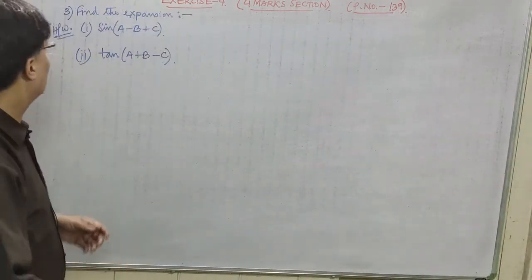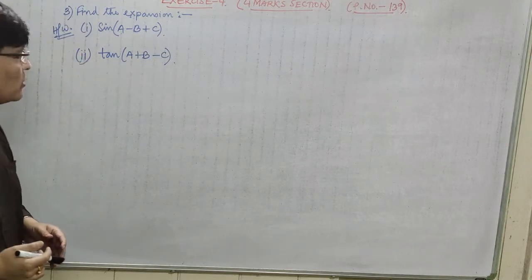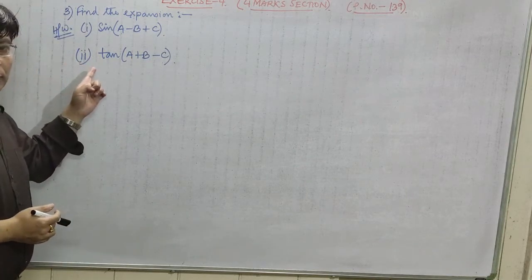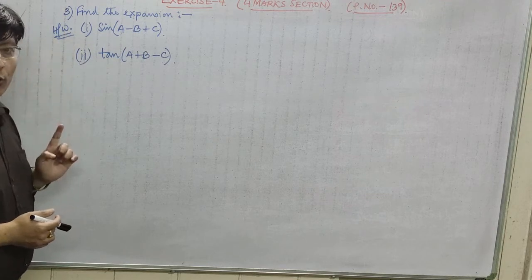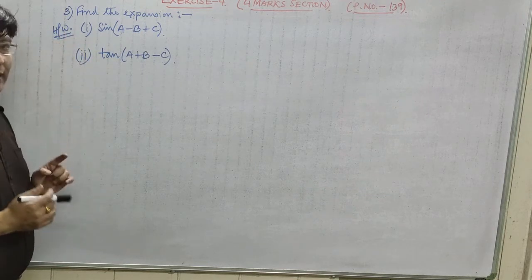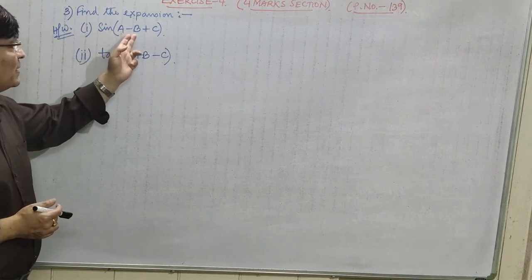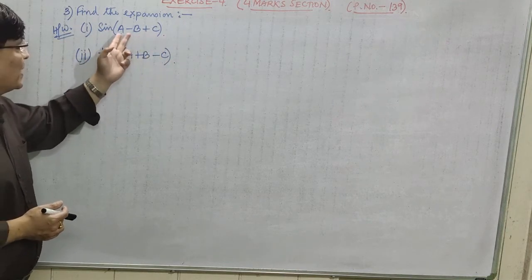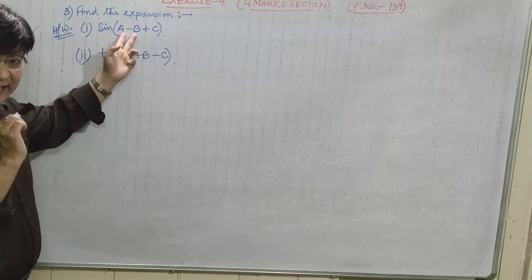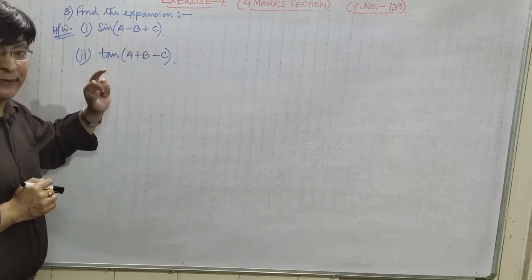So now you have to find out the expansion of, let's do this question number 2 here. This number 1 is your homework. So number 1, I'll give you the hint. How can you expand sine of (a minus b plus c)? You can take this a minus b as a and c as b.